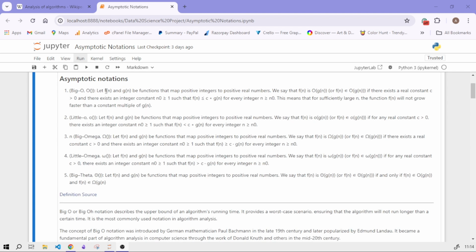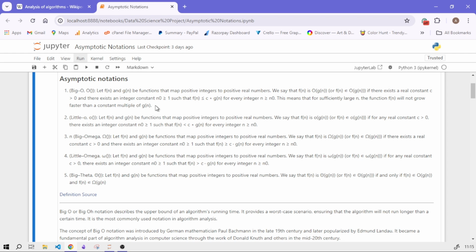The big O notation is the most popular one, but there are other notations as well. There is little o, then big omega, then little omega, and there is big theta. These are not very different from each other, but let me tell you what exactly the difference is. Let's first talk about big O notation. This is the mathematical definition, not about the algorithm.